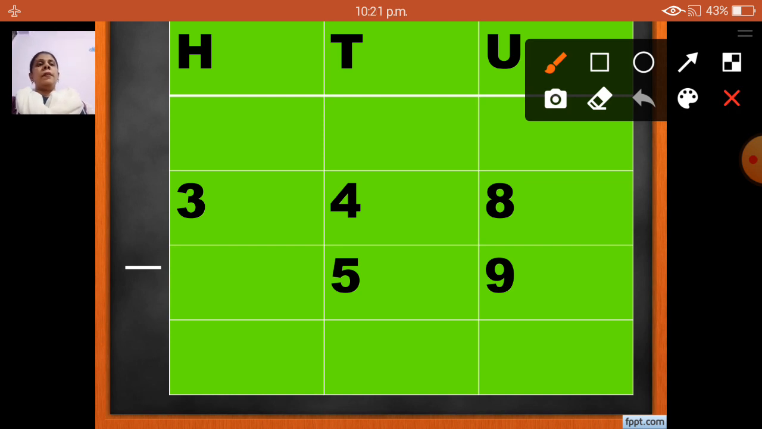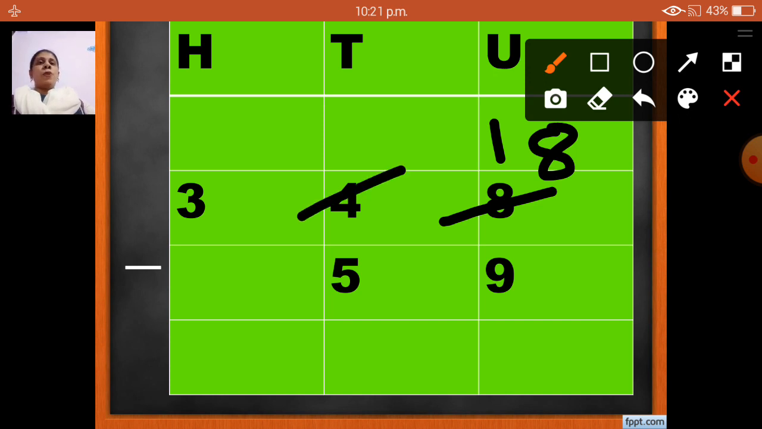So what we will do is we will cut this 8 and make it as 18. And from where we got this 1? We borrowed from 4. So if we borrow 1 from 4, 4 will become 3. So 18 minus 9 is, after 9, 10, 11, 12, 13, 14, 15, 16, 17, 18. So how many fingers children? 9. So 18 minus 9 is 9.